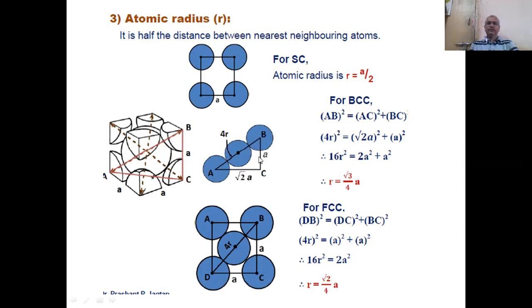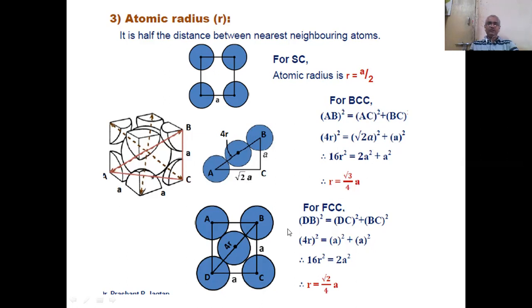So putting the value of AB as 4R, (4R) square is equal to (√2 A) square plus A square. Why is this AC square? AC is the base diagonal, and its value is A square plus A square, so this is twice A square. So AC is equal to √2 into A. Therefore the value is (√2 A) square plus A square. Simplifying this, the value of R is √3/4 into A.